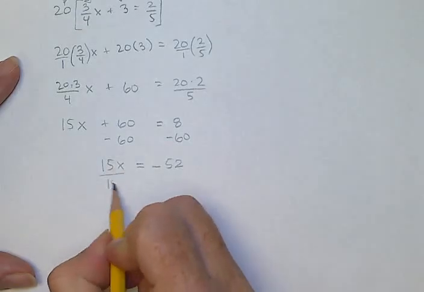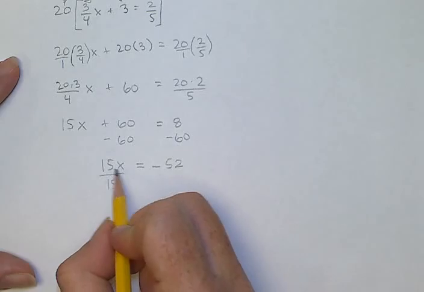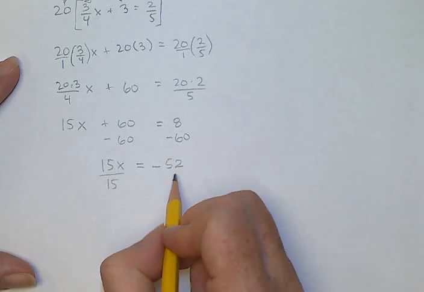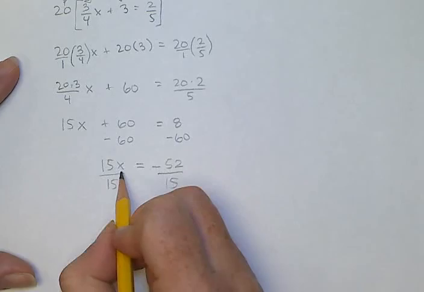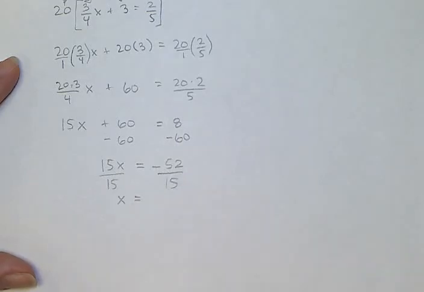I want to get x by itself, so I'm going to undo the multiply 15 by dividing by 15. I'm leaving the x over here. I want this x to stay over here. Now I have negative 52 divided by 15.